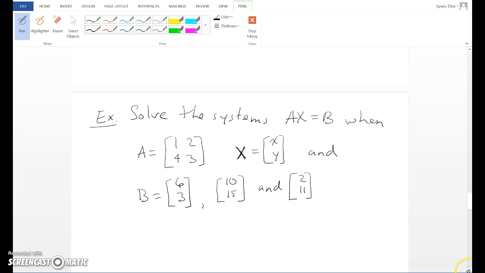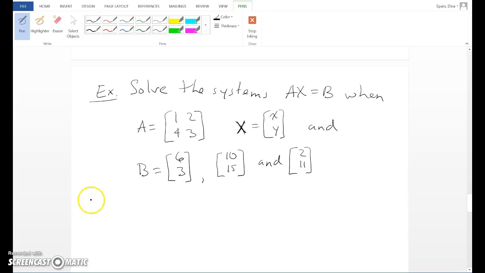Alright. So again, we have A times X equal to B, that matrix equation, where A is this every single time, times X, those are my variables, X and Y. So this is like X plus 2Y is equal to 6 for the first one, or 4X plus 3Y is equal to 3. That's the first system. Then we're going to do it again for these right-hand sides and again for that right-hand side.